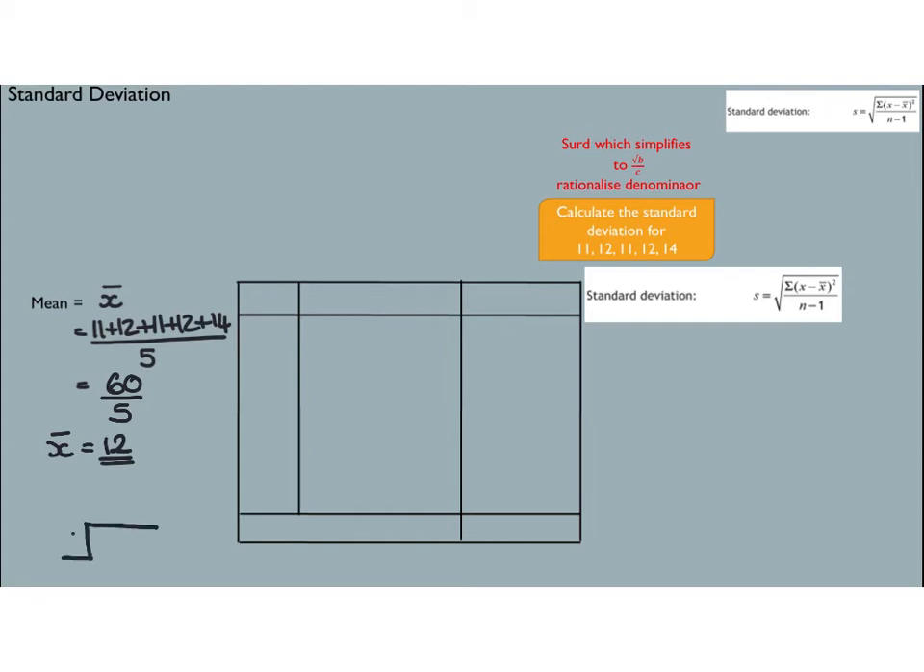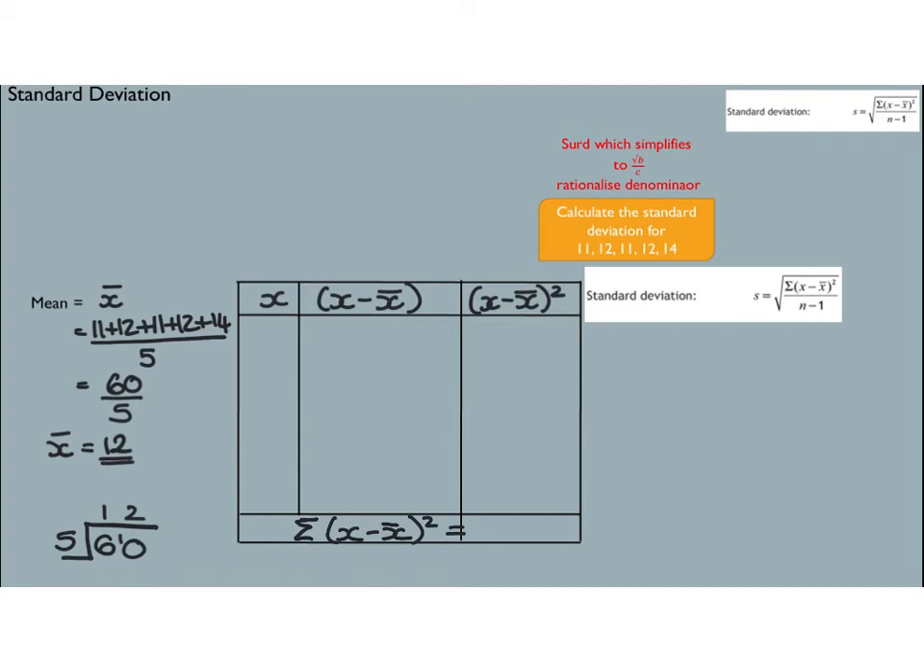Maybe you might want to do one of these, and you can get your 12 that way. Okay, you can see I've started to work on my table now. Again, I've got my table headings there. Again, it's building up towards getting this part of the formula. Okay, the bit with the sum sign. The sum of x minus x bar squared, it goes down there.